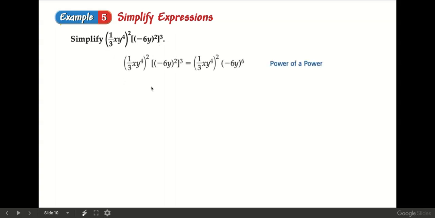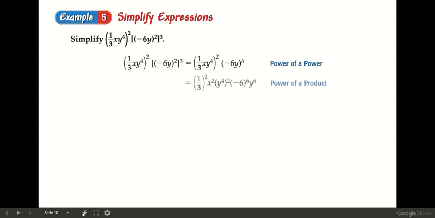So let's look at this first part. I can go ahead and apply the exponent rules. I can apply this first exponent. I have a power to power here: negative 6y squared to the third power. So power to power, 2 times 3 is 6. So that's one step that I've made closer to simplifying. I used the power to power rule.